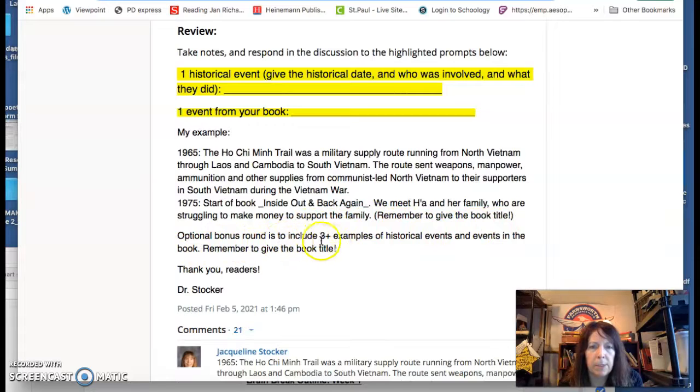Optional bonus round is to include 3+ examples of historical events and events in the book. Remember to give the book title.